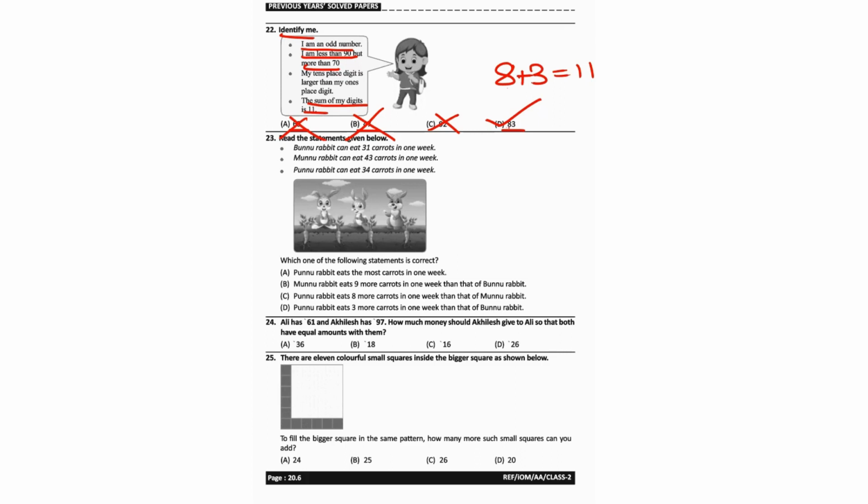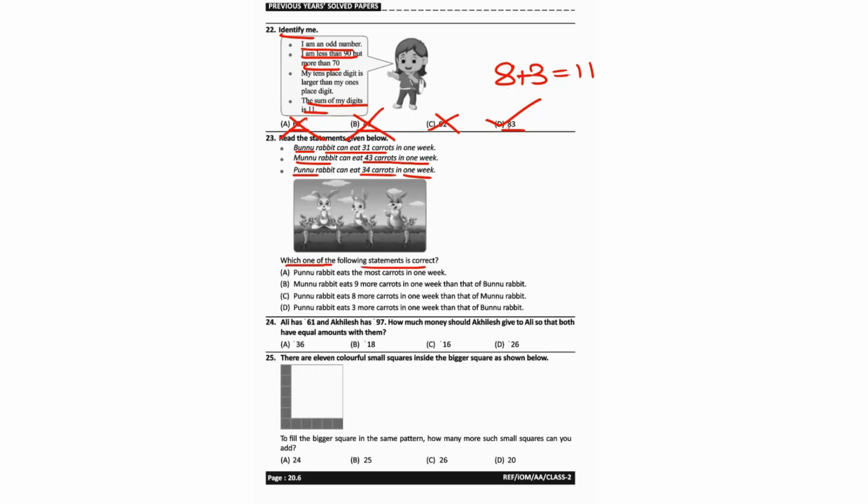Okay. Next, number 23. Over here, you can see 3 rabbits. One is named Bunu Rabbit, eating 31 carrots. Munu eating 43 carrots in a week. And Punu eating 34 carrots in 1 week. Okay. Now, on the basis of this information, you need to find which of the following statements is correct.